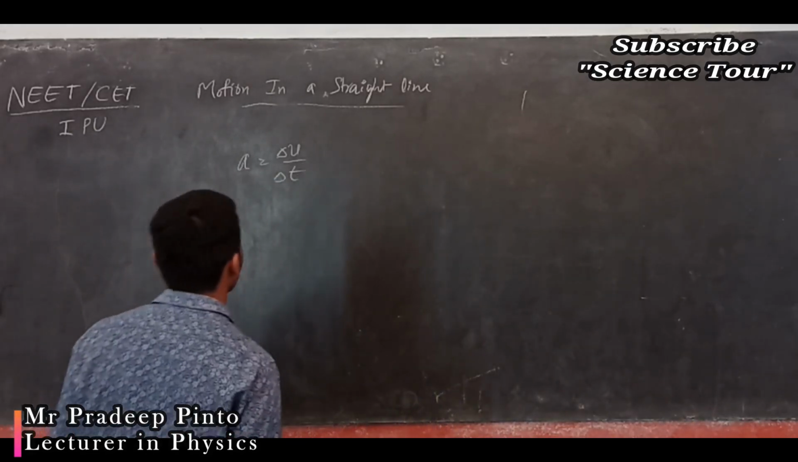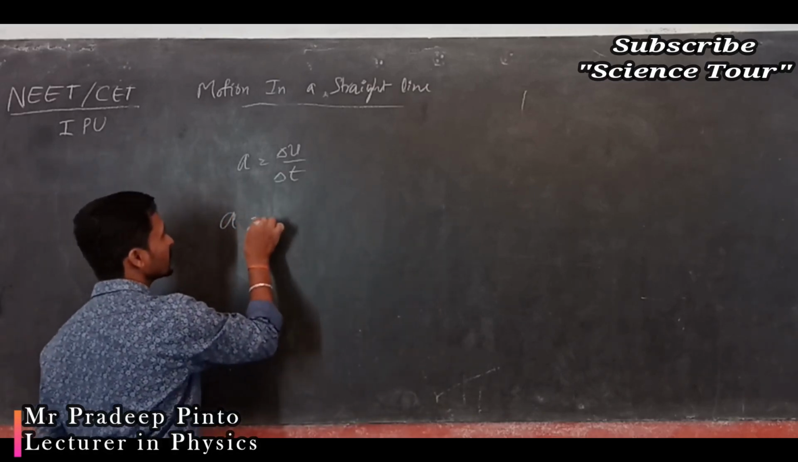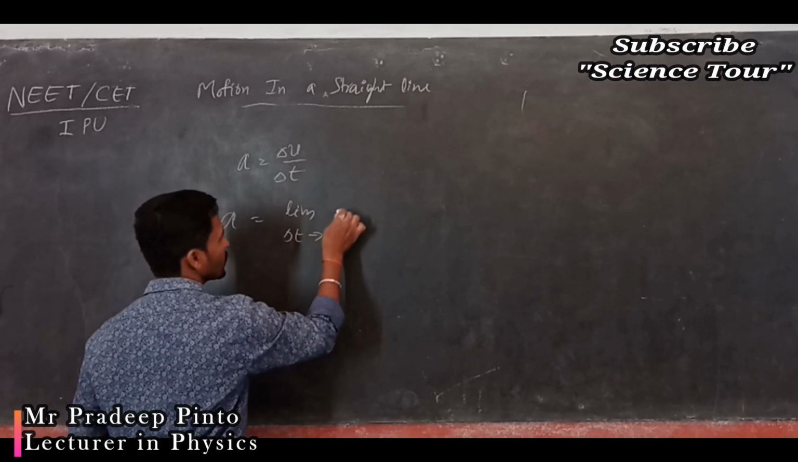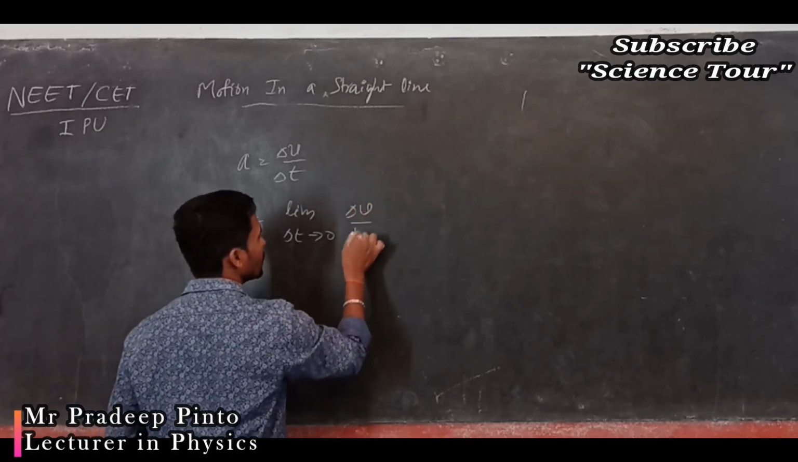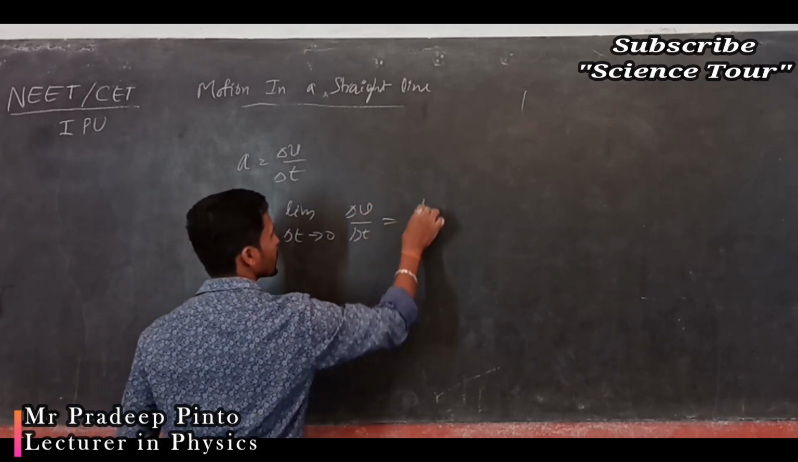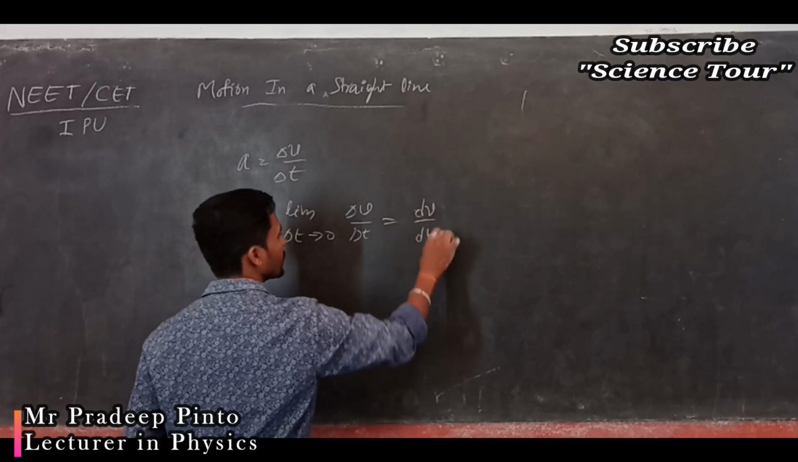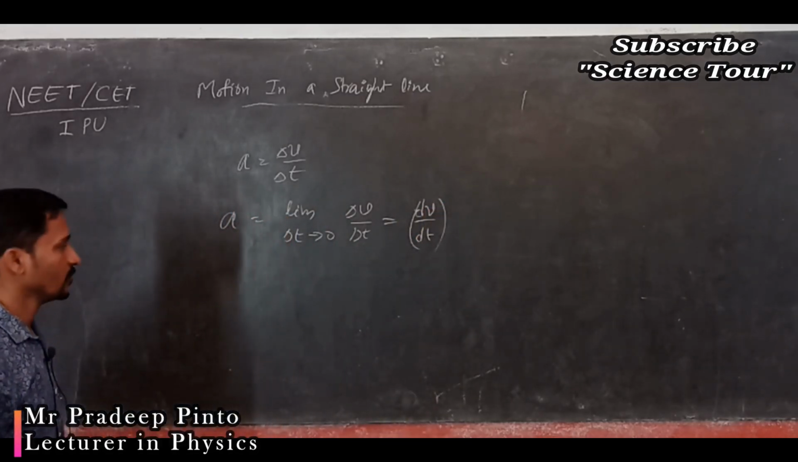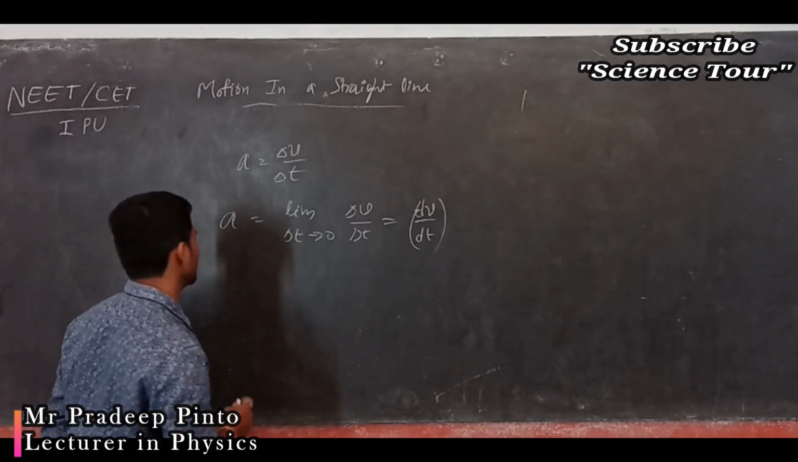Okay, so if you take the limit of delta v by delta t as delta t tends to 0, it becomes instantaneous acceleration. So dv by dt we are going to write down. This is nothing but the part of differentiation. Hope all of you know the differentiation.